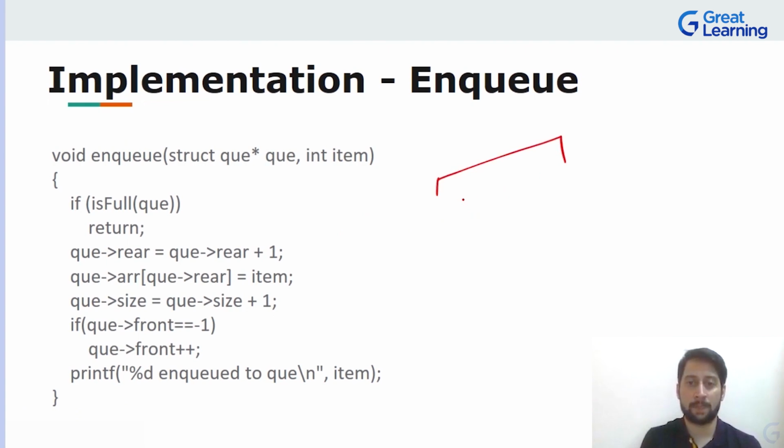Since both front and rear are at -1, as we have seen in the declaration and initialization part, this is the 0th index and this is the array, and let's suppose the last index is 99. Now when we are trying to insert an item in this array, the first thing we are going to do, obviously the enqueue will take place from the rear end. So we are going to update the rear. Now rear will be pointing to this index 0.